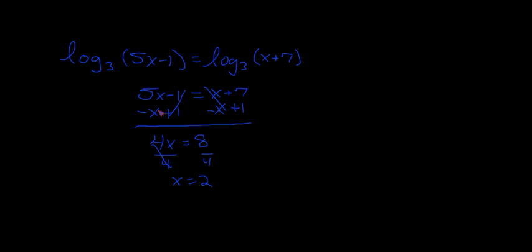If I put 2 back in for x, 5 times 2 is 10, 10 minus 1 is 9, so log base 3 of 9. On this side, 2 plus 7 is 9, so again, log base 3 of 9, it works. We've got our solution. So there's our one-to-one property working for us. Now let's try another one where there's a few extra terms involved compared to the one we just looked at here. And it's going to look like this.